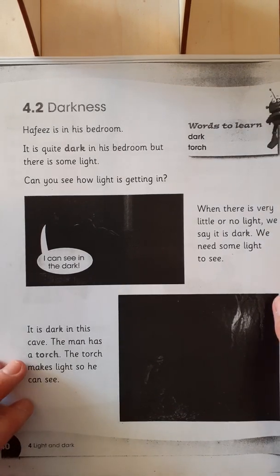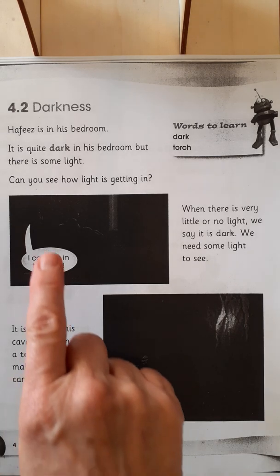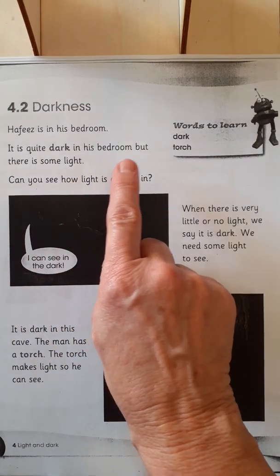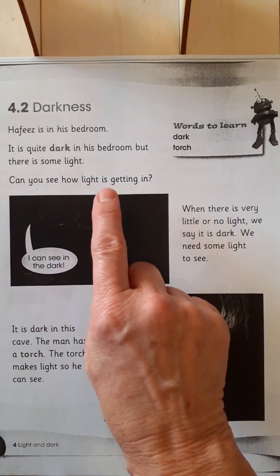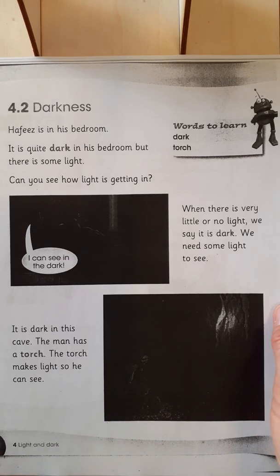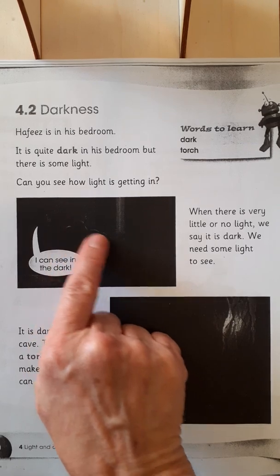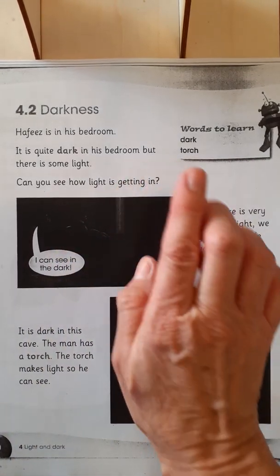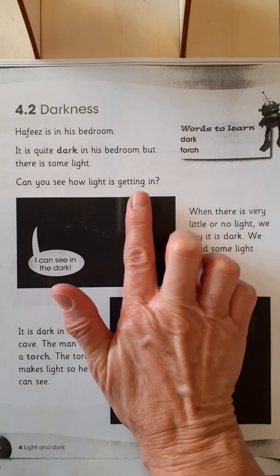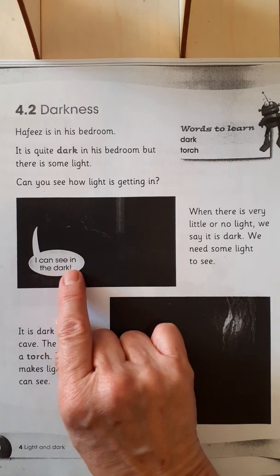Now we come to darkness. Hafiz, that's a boy's name, is in his bedroom. It is quite dark in his bedroom, but there is some light. Can you see how light is getting in? Okay. Here is his bed. He's lying there or sitting there on his bed, sort of. That is the window. So the curtains here are not closed properly. And he says, I can see in the dark.